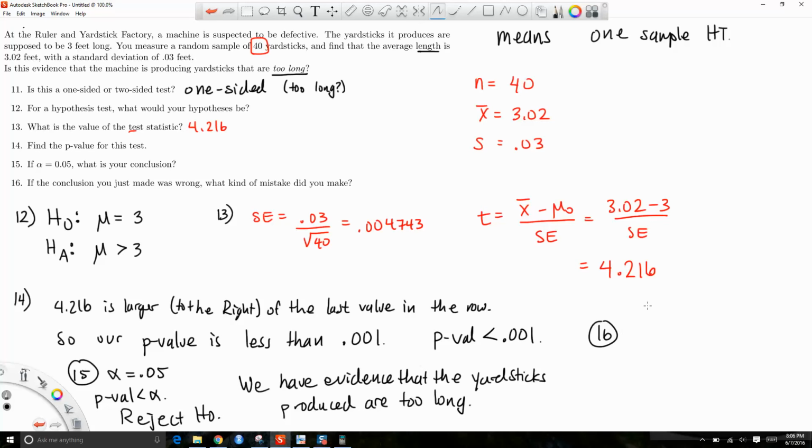Okay, and then lastly, if the conclusion we just made was wrong, what kind of mistake is that? Type 1, right? Because our conclusion was to reject, if our conclusion to reject was wrong, that's a type 1 error.